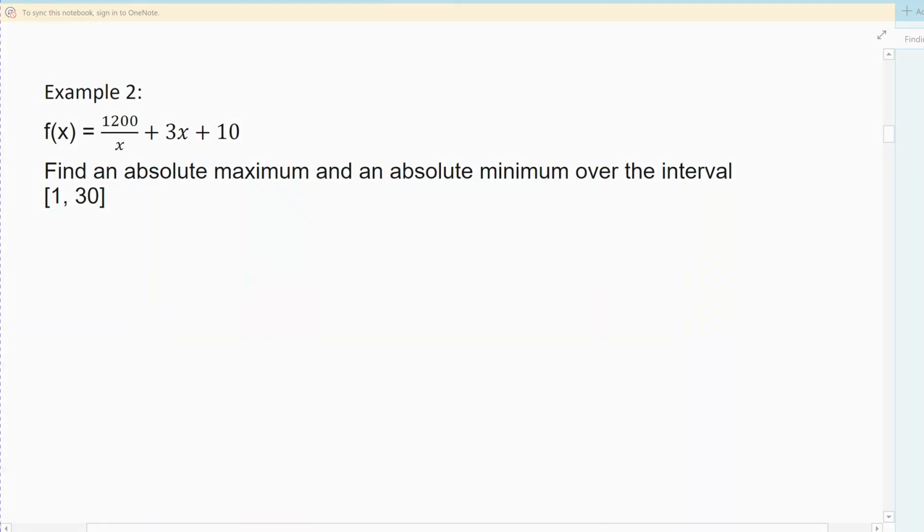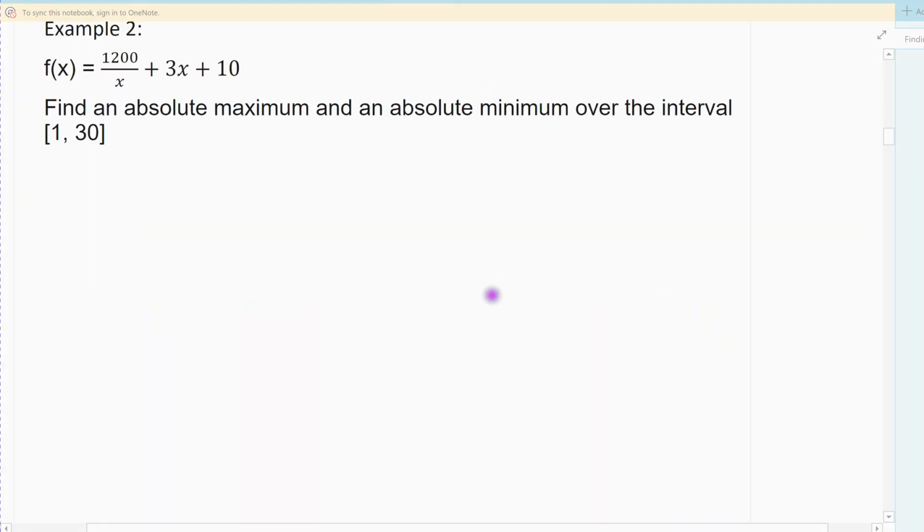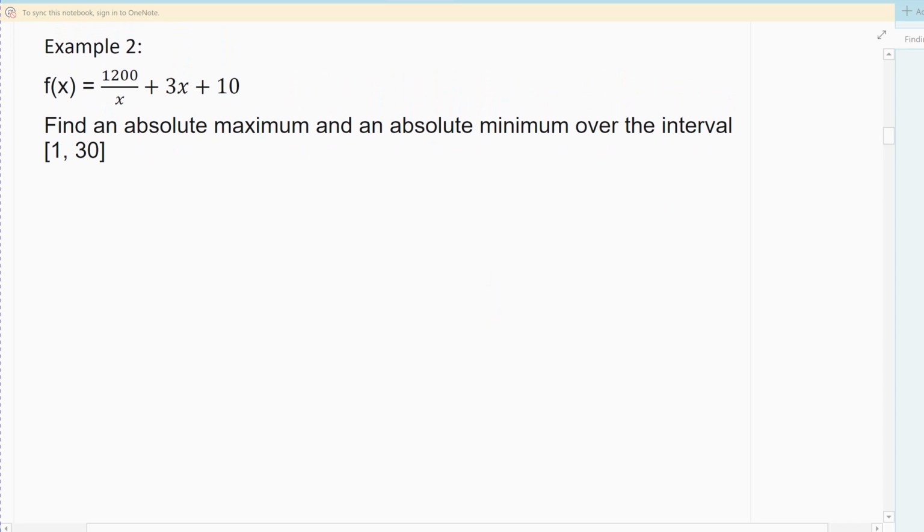Alright, so this is example 2, finding the absolute max and min over a closed interval, because again, the endpoints are included. This is a simple rational case. Rational means division, because I've got this division here. Now, this works because the only part that this function doesn't exist at is 0. Well, 0 is not included in my interval. So the definition still holds.